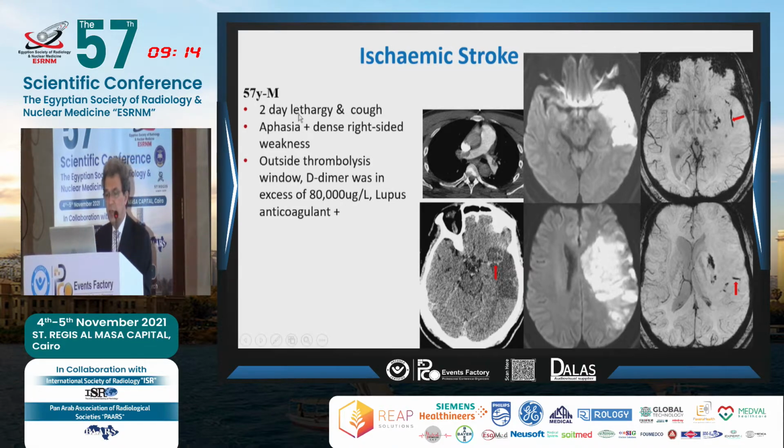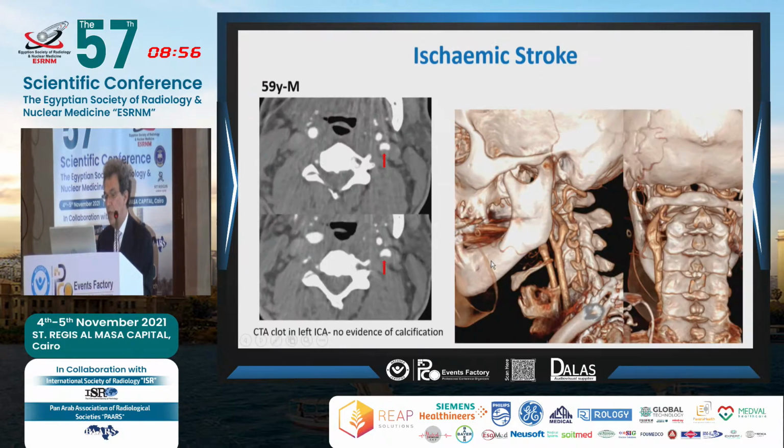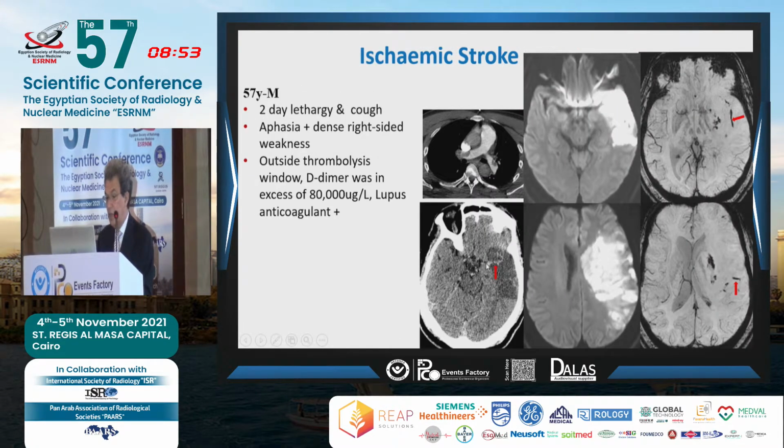Another patient with ischemic stroke, 57 years, a man, lethargic, and then had a dense right-sided weakness. And you see here a thrombus that developed, and you see the extensive restricted diffusion in the MCA territory, middle cerebral artery infarct. And you see here the hyperdense vessel, and here the vessel that returns low signal, susceptibility artifact, indicating that the MCA is occluded by its thrombus in addition to hemorrhagic transformations in the basal ganglia.